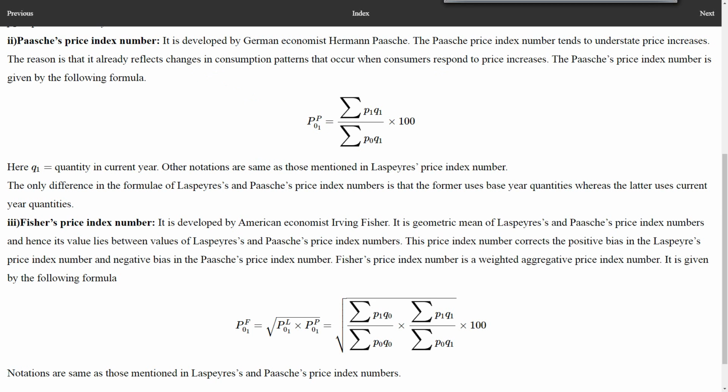The next commonly used index number is Fisher's price index number. It is also one of the important price index numbers. It is developed by American economist Irving Fisher. It is a geometric mean. We have seen what is geometric mean. Geometric mean of two numbers, say x and y, is obtained by taking square root of their product. So it is the geometric mean of Laspeyres' and Paasche's price index numbers.